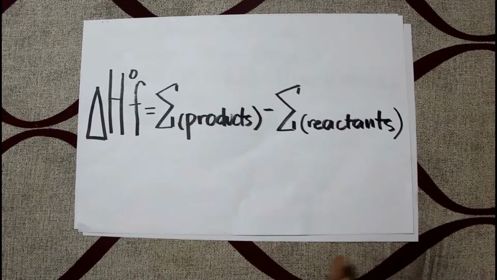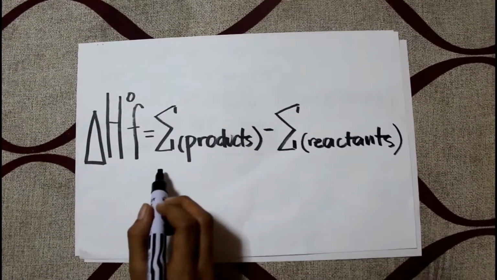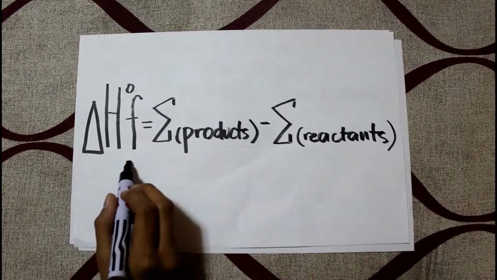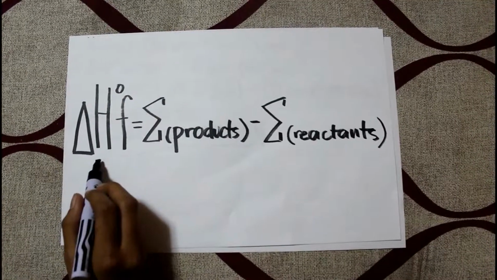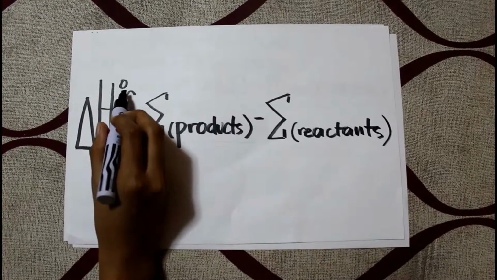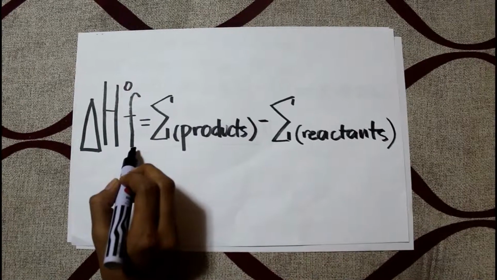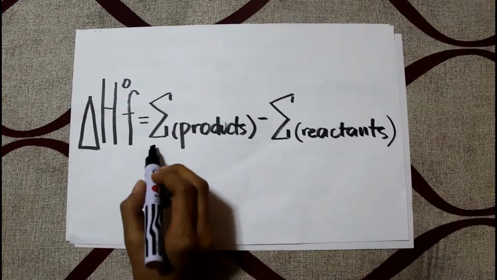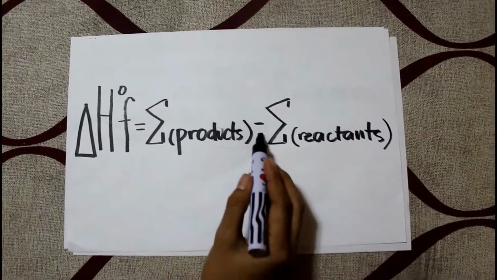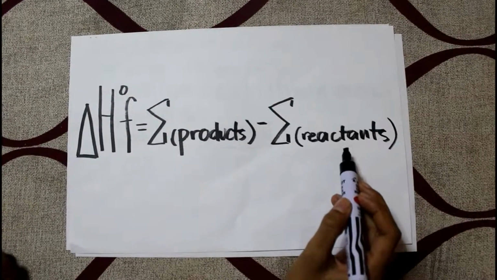In order to find the change of enthalpy of reaction, the enthalpy change of reaction is denoted by delta H degree f. Delta H signifies the change in enthalpy. The degree signifies that it's a standard enthalpy change, and lastly, f indicates that the substance is formed from its elements. Then, it is equal to the sum of enthalpy change of formation on the product side minus the sum of enthalpy change of formation on the reactant side.